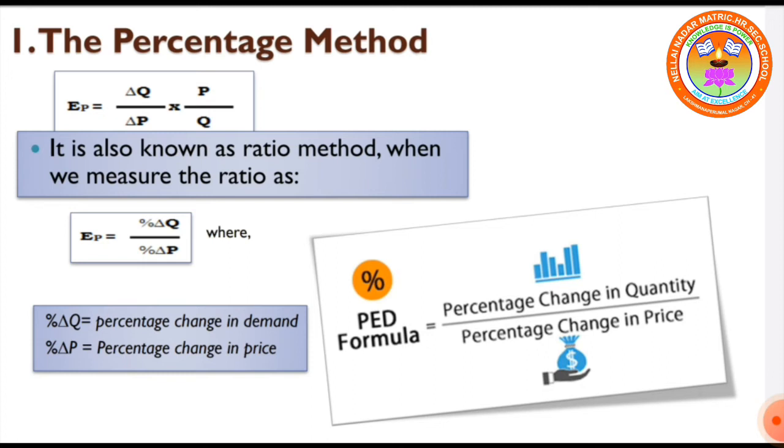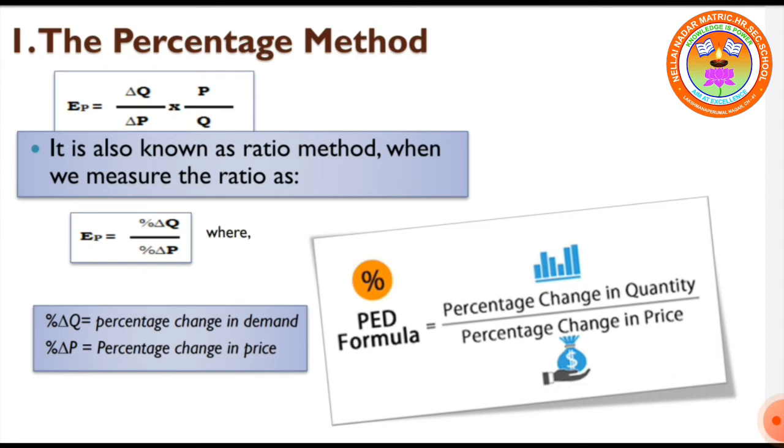When we measure the ratio as price elasticity, EP is equal to percentage delta Q divided by percentage delta P, where percentage delta Q is the percentage change in demand, and percentage delta P is the percentage change in price. The price elasticity of demand formula is equal to percentage change in quantity divided by percentage change in price. This is the percentage method.